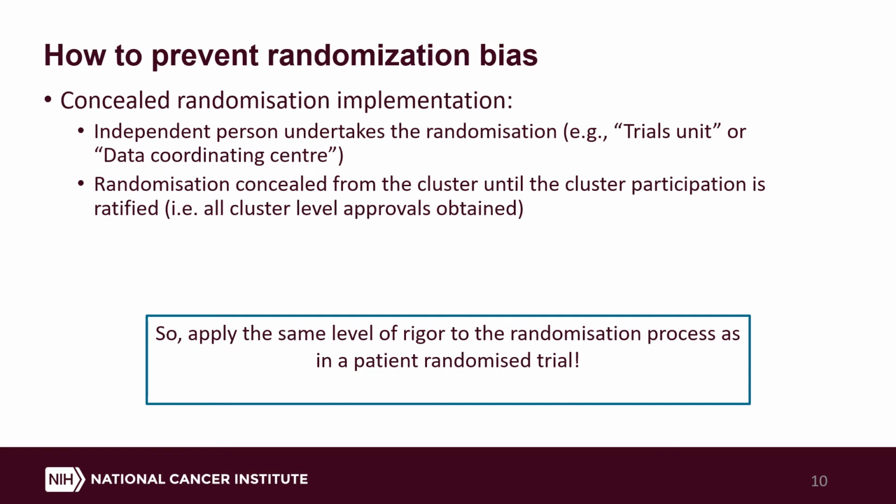It's quite easy to prevent this type of randomization bias. And in order to do this, we need to have a properly concealed randomization implementation procedure. So, for example, an independent person should undertake the randomization, for example, a trials unit or a data coordinating center. And then more importantly, the randomization must be concealed from the cluster until the cluster participation is ratified and all of the cluster levels of approvals are obtained. And essentially what we need to do is to apply the same level of rigor to the randomization process as we would in a patient randomized trial.